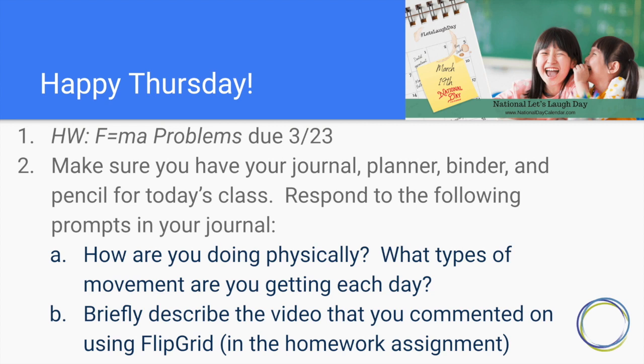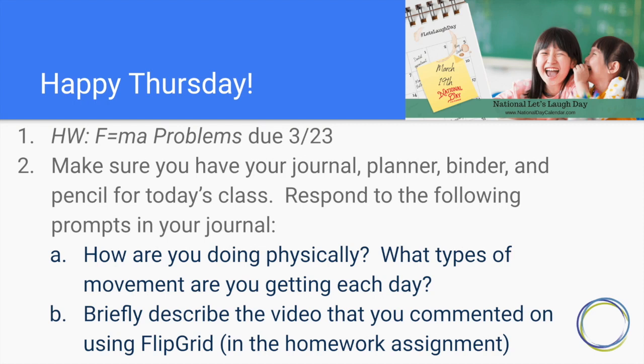Make sure you have your planner, and in your planner, write the homework is F equals MA problems. This is due on the 23rd. And then make sure you have your journal and your binder and pencil. And in your journal, respond to the following prompts.